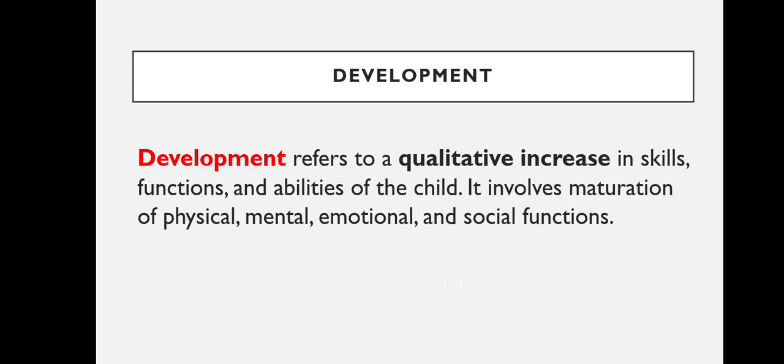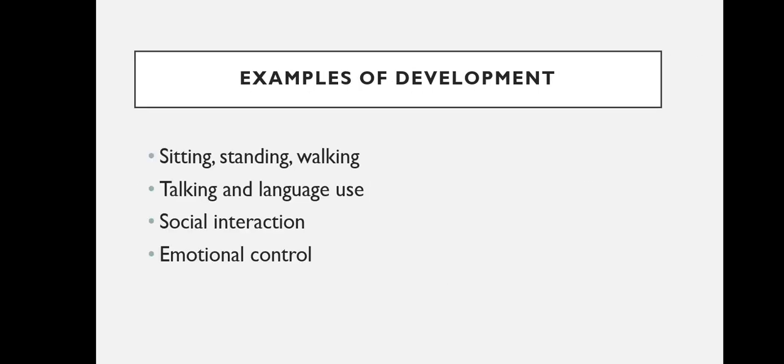Now that we've said what development is, what are some of the examples of development? We are looking at sitting, standing, walking, talking and language use. Okay, talking and language use. We are looking at social interaction. We are also looking at emotional control. So when you look at all these things, they are not related with physical increase.